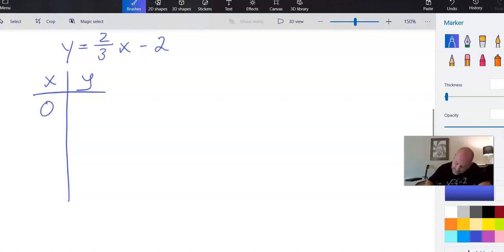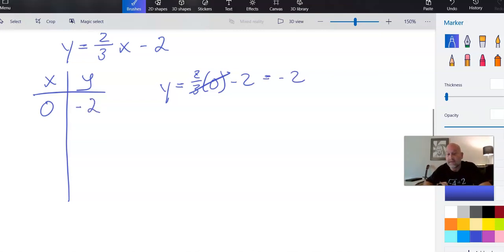So if I make x 0, y is equal to 2/3 of 0 minus 2. Again, that's just 0, so I don't have to worry about it. So y is -2. You see how convenient zeros are to plug in, right? That should always be something that you check. Even if we're not graphing lines, for anything that we're graphing, plug in 0 for x and see what you get for y. It actually is a very important thing.